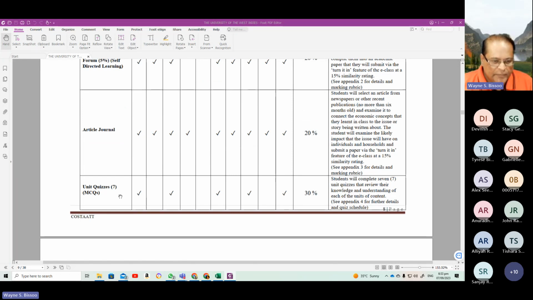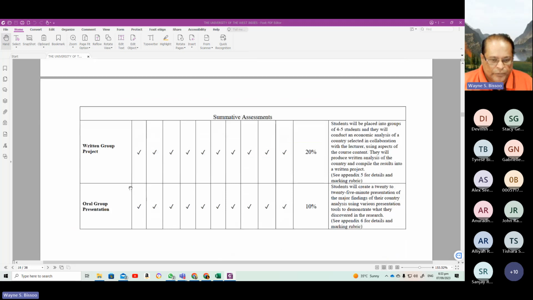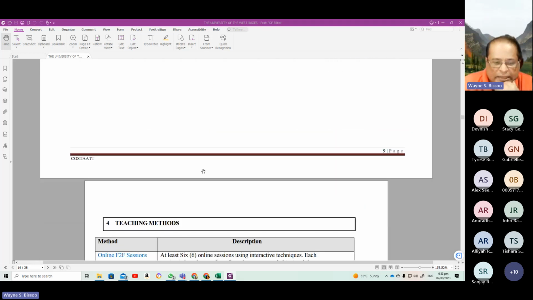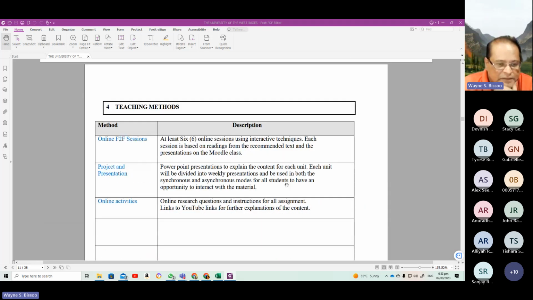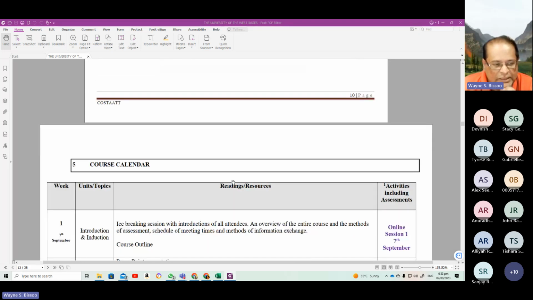So the quizzes that we're looking at, as I said, there are 8, of which 7 are going to be taken. They have a variety of learning outcomes that they address. The written project kind of covers across the board because it's utilized as a summative assessment piece. Okay, that brings us to methods of teaching that we're going to be utilizing. We'll go through that in more detail when we go through the e-classroom.